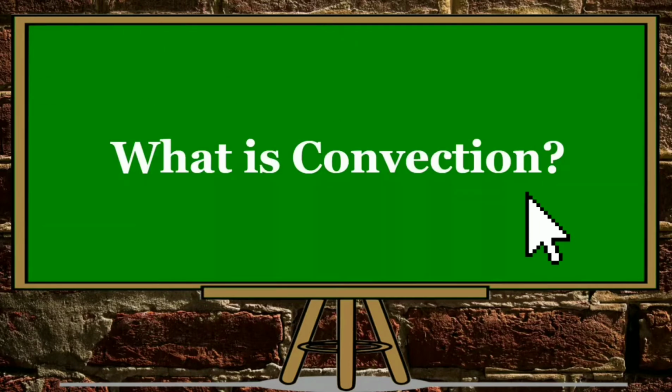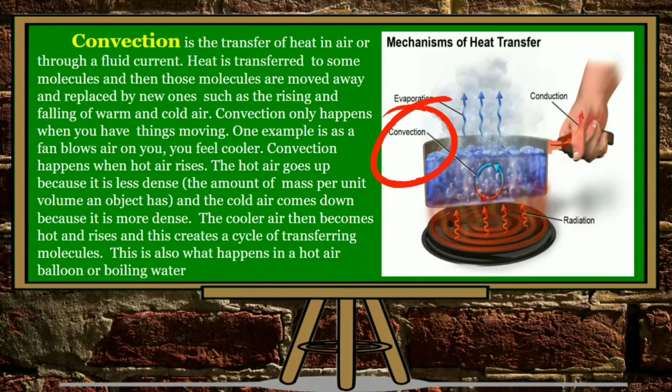up. What is convection? Convection is the transfer of heat in air or through a fluid current. Heat is transferred to some molecules and then those molecules are moved away and replaced by new ones, such as the rising and falling of warm and cold air. Convection only happens when you have things moving. One example is a fan blows air on you. You feel cooler.